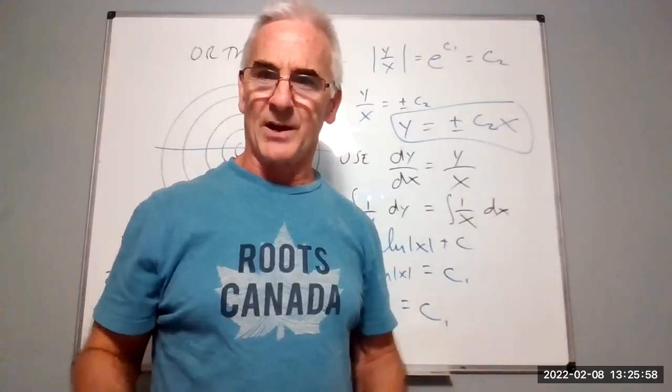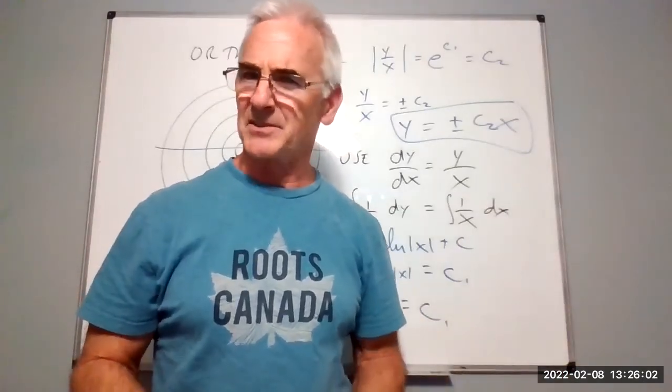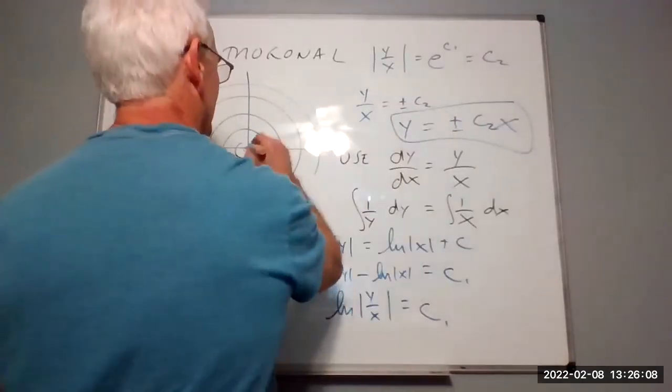Y equals x, y equals 2x, y equals a half x, y equals 10x, y equals a third x. It's a line that passes through the origin. The origin. Huh.